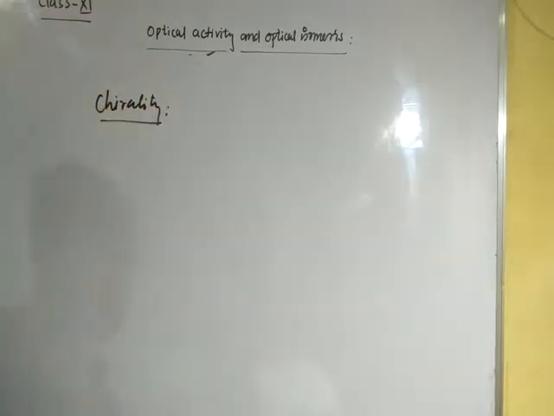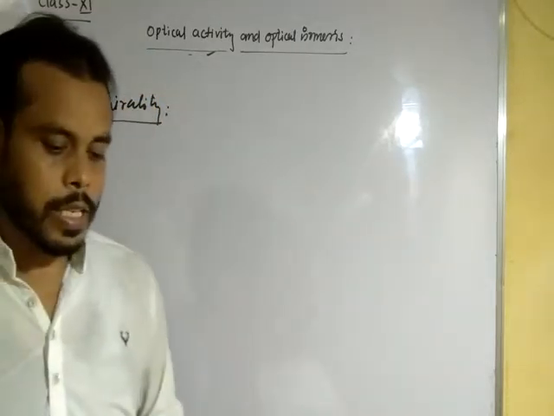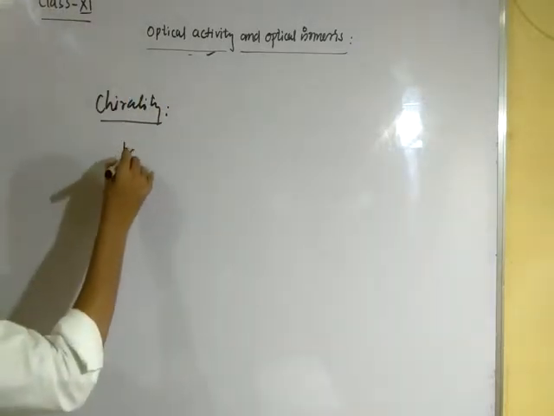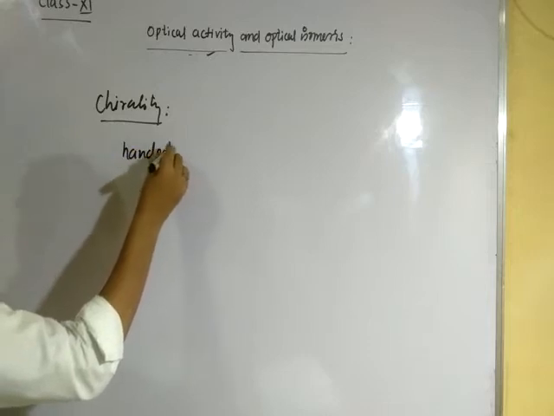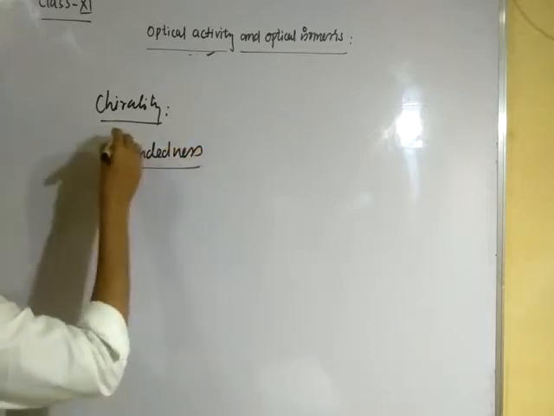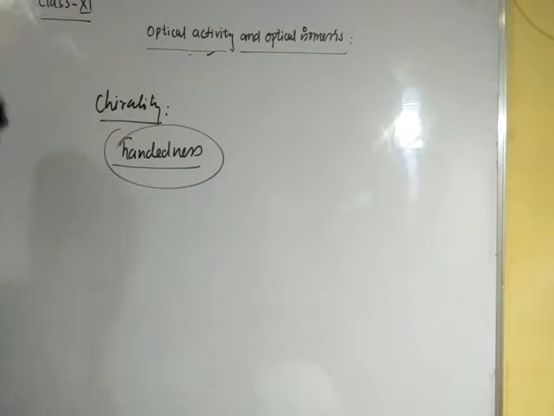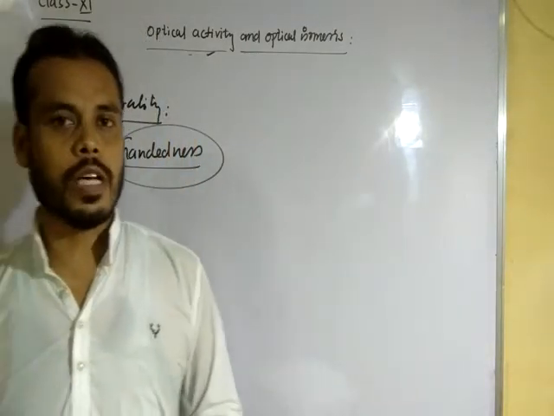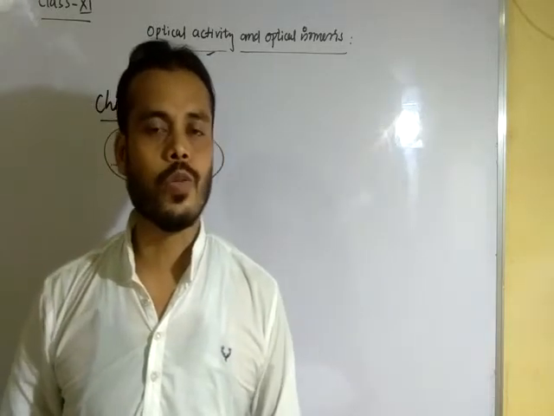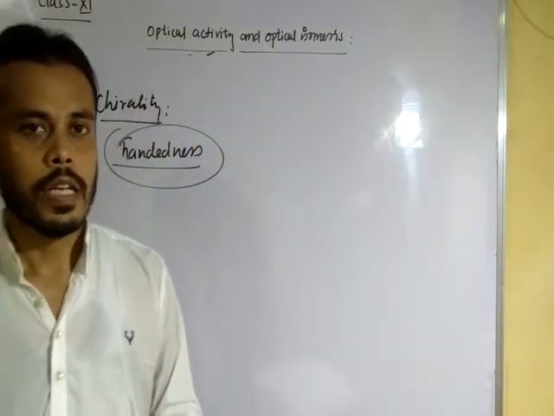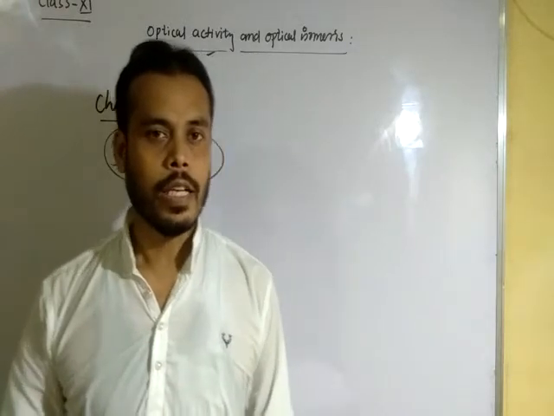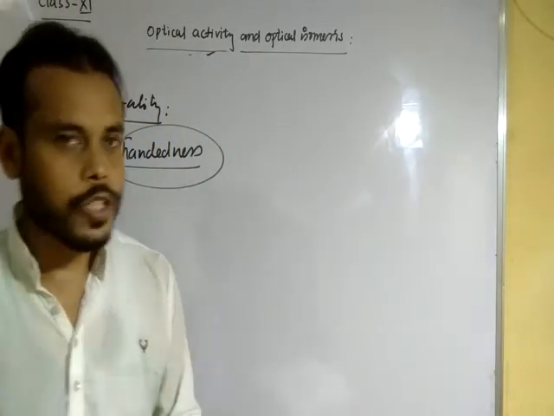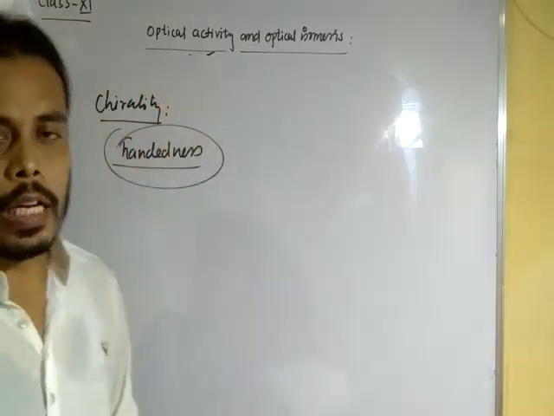Chirality means handedness. Handedness means the compound shows non-superimposable mirror images of each other. That means the compound is a chiral compound, and a chiral compound can show optical activity.